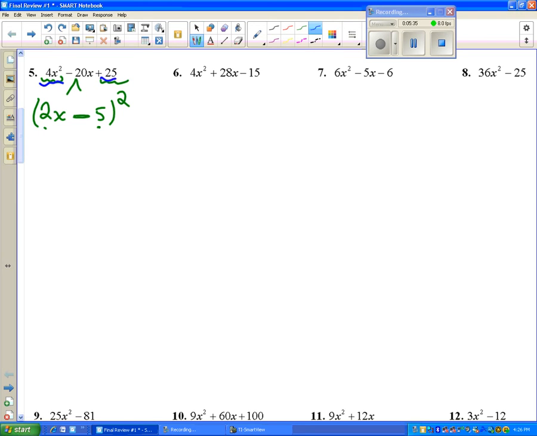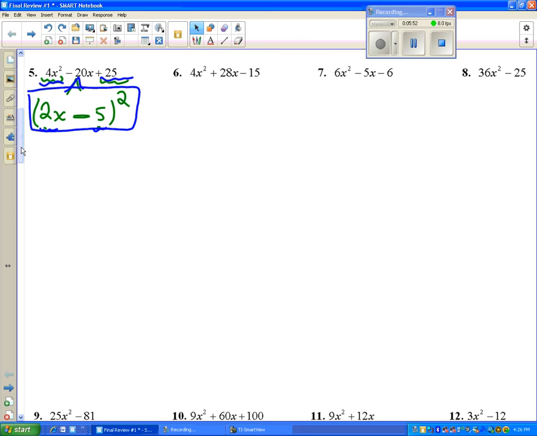This is a perfect square. This is a perfect square. If I square root them, multiply 2x and negative 5 and double it, I do get the middle term. So this is my final answer. Number 6, I'm going to do the same thing.